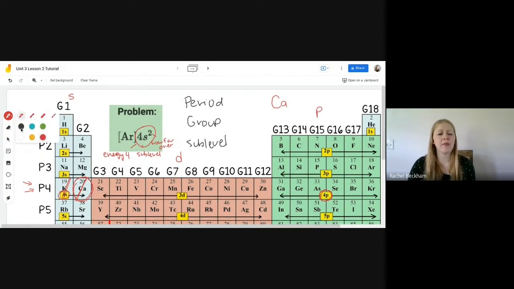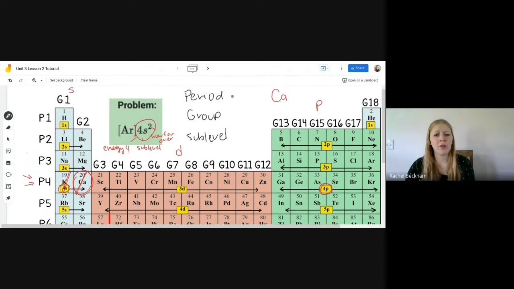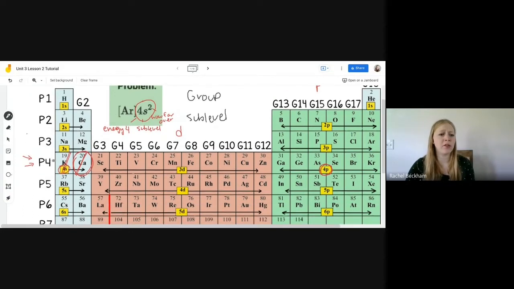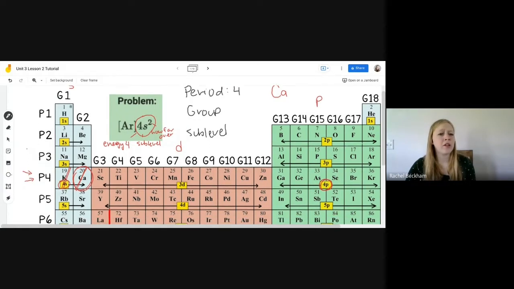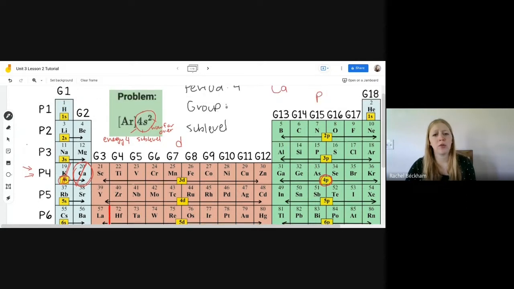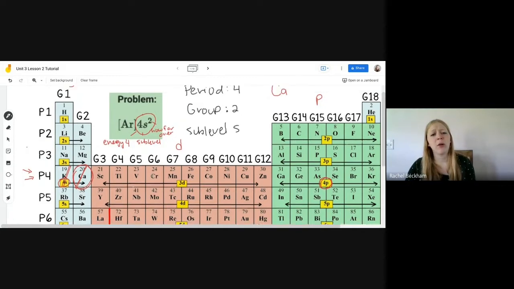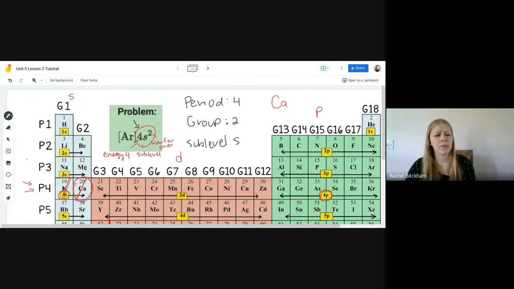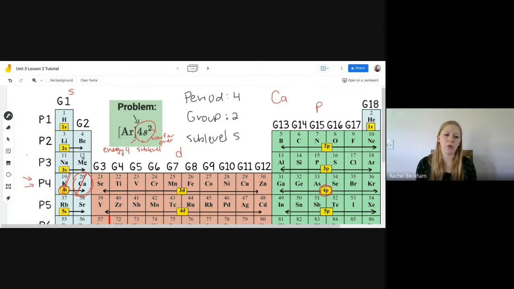And now we need to identify the period, the group, and the sublevel. So what period is calcium on? It's on period 4, right? These are the periods going down. And then what group is calcium in? Calcium is in group 2, right? It's in the second group right here. So group 2. And then what sublevel? It's sublevel S. So as a hint, this tells you the row, the section, how many. You find the element, and then you list the period and the group that it's on.